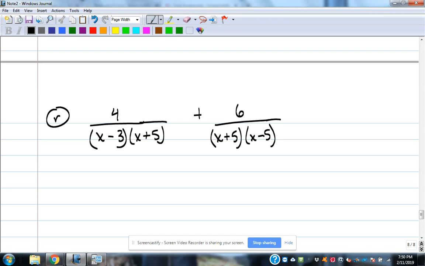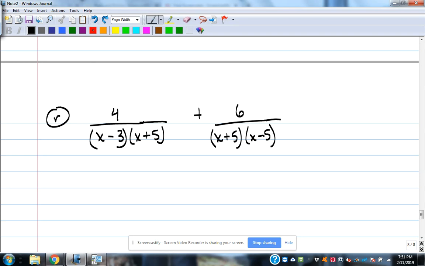But they have one piece that is the same. I just need to make all the other pieces the same. So this one already has the x plus 5. It has an x minus 3. What does it need to get more like that one? It needs an x minus 5. Remember, it's got to be a whole factor. It already has that matching x plus 5. We need an x minus 5 on this one to get it more like that. So it needs x minus 5.